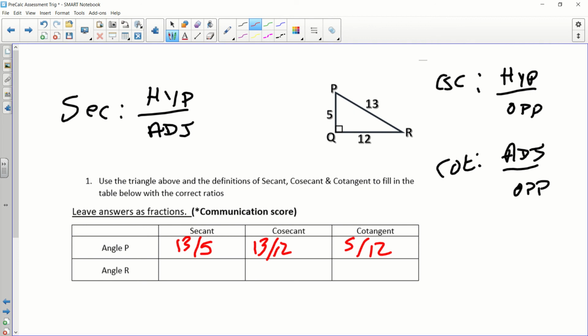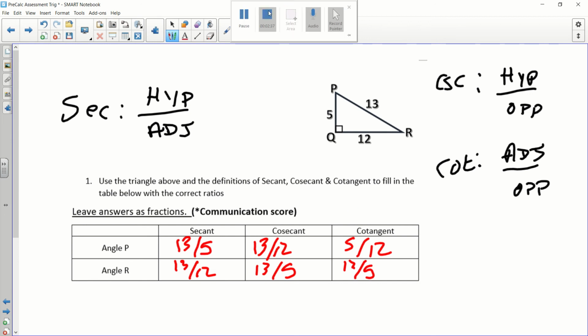Changing perspective from angle R now, the secant will be the hypotenuse over the adjacent. The adjacent is now 12. The cosecant is the hypotenuse over the opposite. The opposite is now 5. And cotangent will be adjacent over opposite, so 12/5. And those are the fractions you should have for number 1.